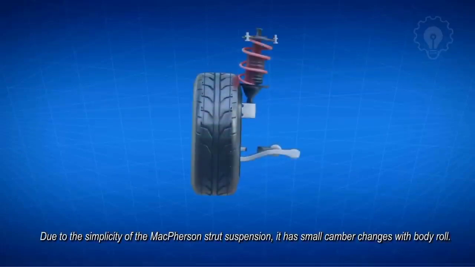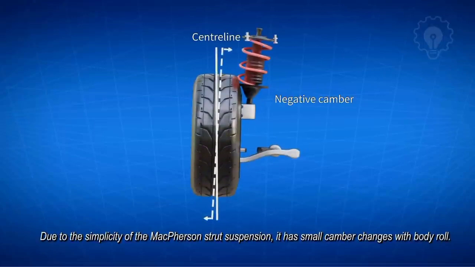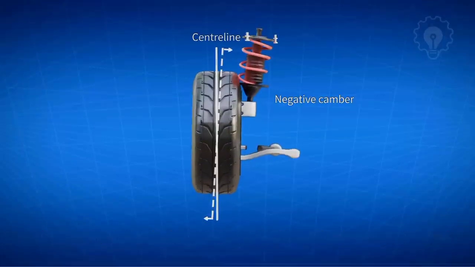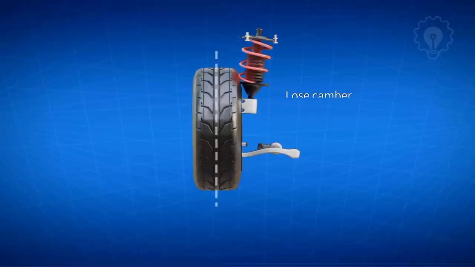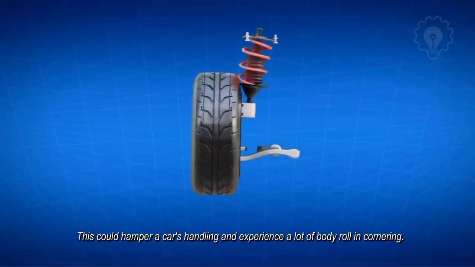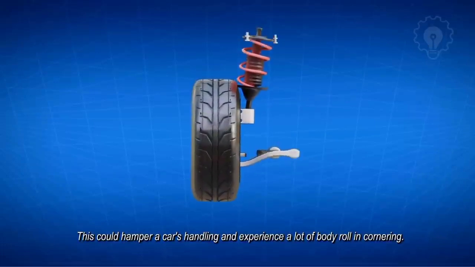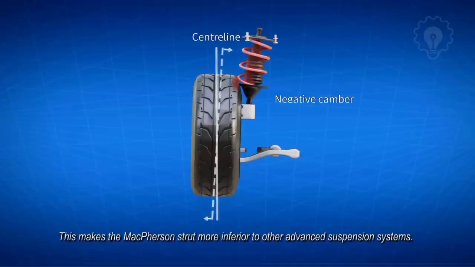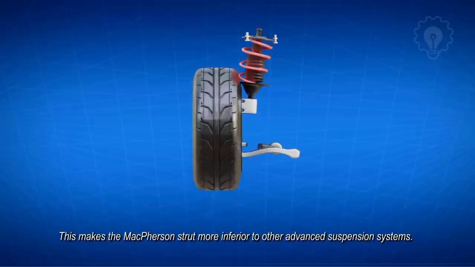Due to the simplicity of the McPherson strut suspension, it has small camber changes with body roll. Because the strut is moving linearly, the wheel gains camber to a certain extent, and after that will start to lose camber. This could hamper a car's handling, and experience a lot of body roll in cornering. This makes the McPherson strut inferior to other advanced suspension systems, such as the double wishbone suspension.